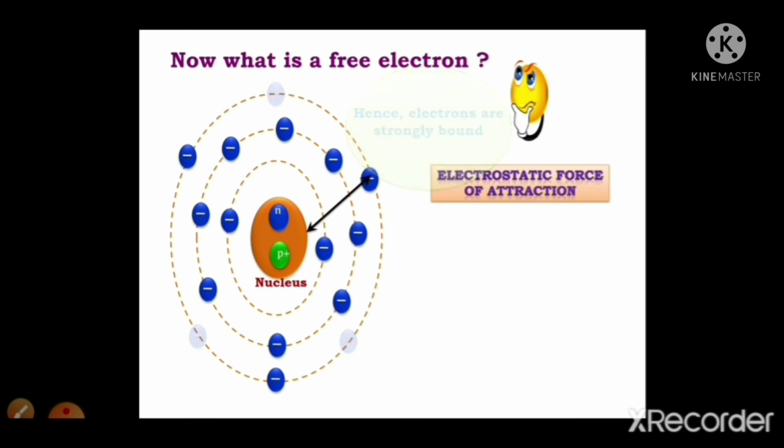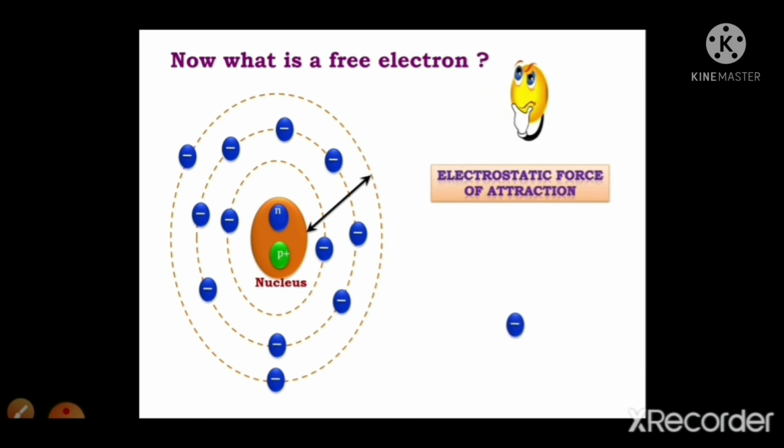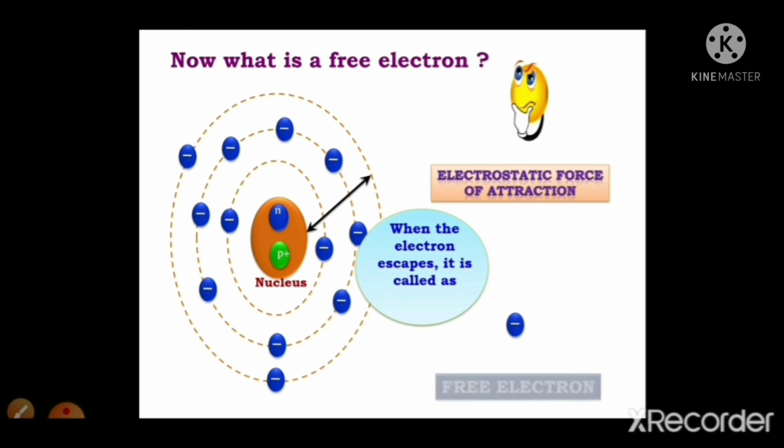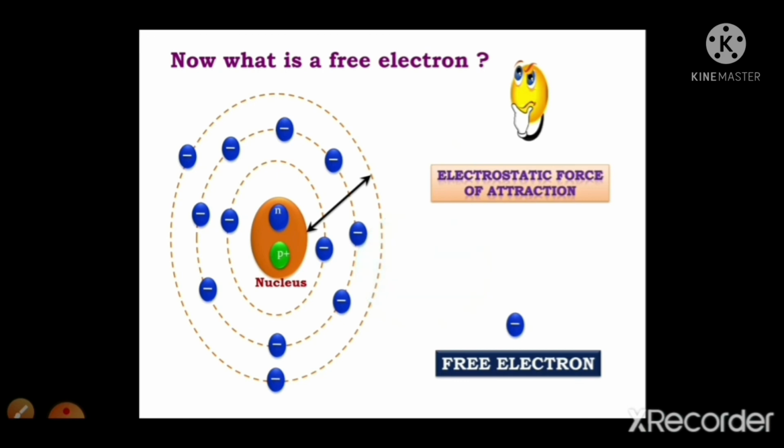They are strongly bound, but in the case of metals, the number of electrons in the outermost orbit is less. It can be 1, 2, 3 electrons. So can you remove these electrons? Yes, because these electrons are loosely bound. So one of these electrons will come out. The electron which comes out, which escapes, is called a free electron, and only this kind of electron is useful for the production of electricity, and this kind of free electron flows in the conductor, I mean to say, in a wire.